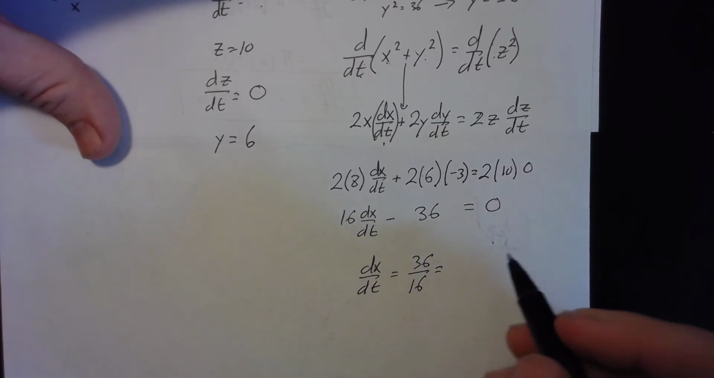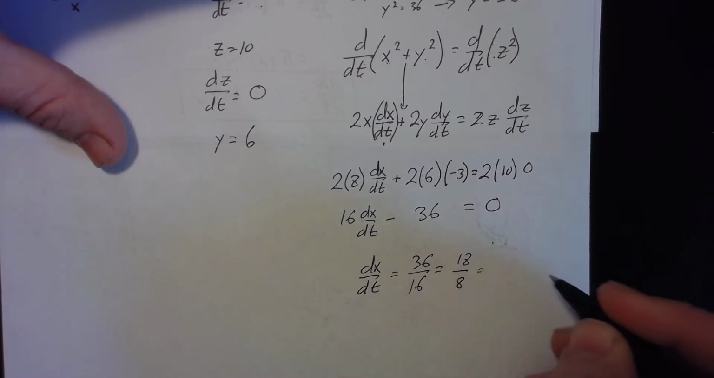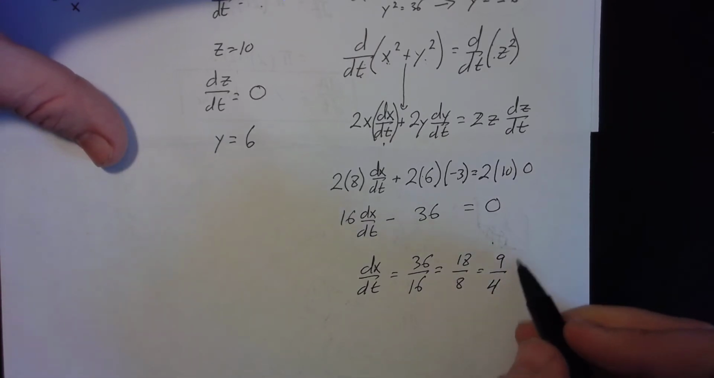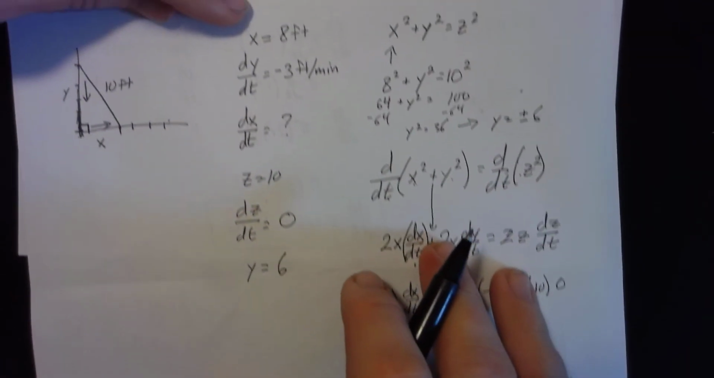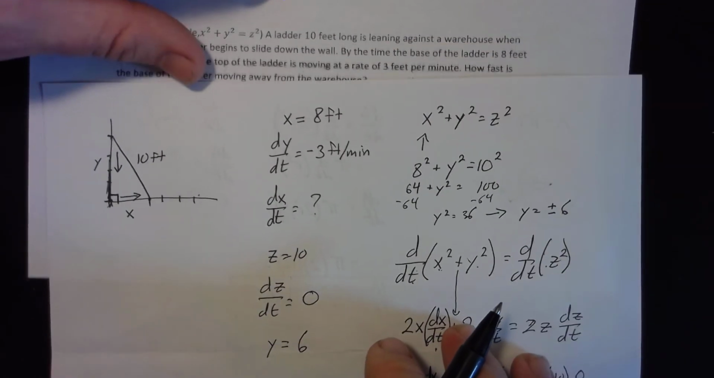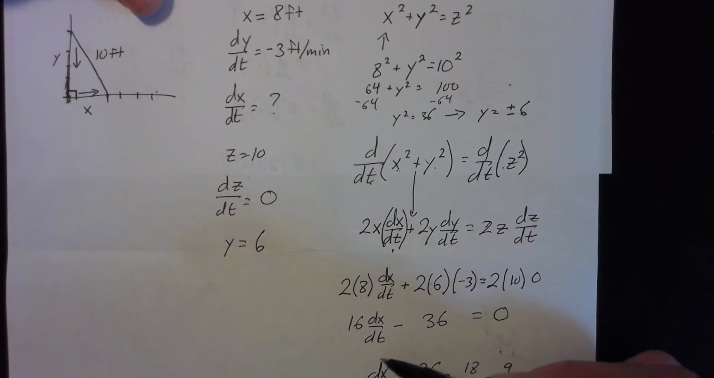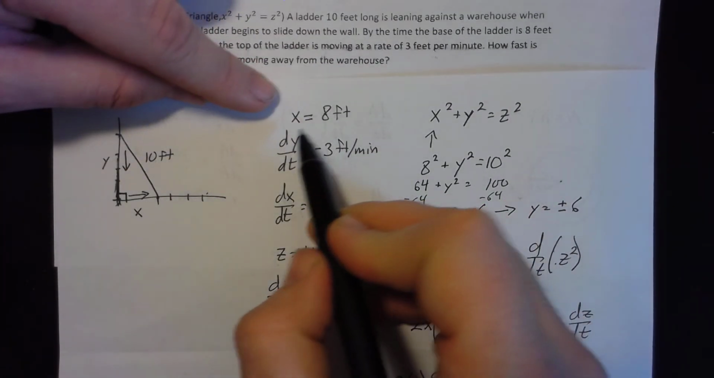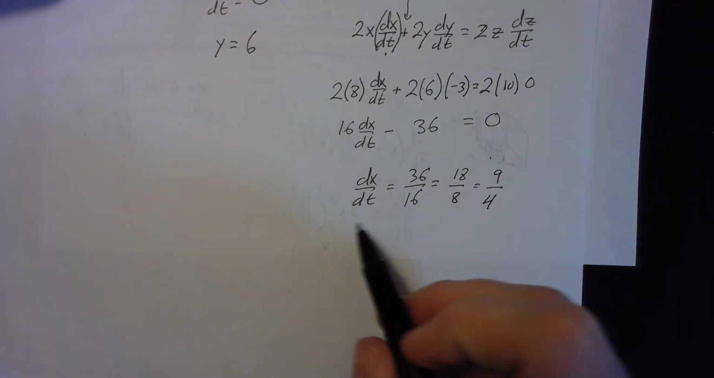Again, we can simplify this to be 18 over 8, and simplify that again to give me 9 over 4. So this is our final number. What's the final answer? Well, we have to look back at the information given in the problem that we started with. I'm looking for a dx dt. x is in terms of feet. You'll notice that right here: x is 8 feet. That means that this rate of change should be 9/4 feet with respect to time.